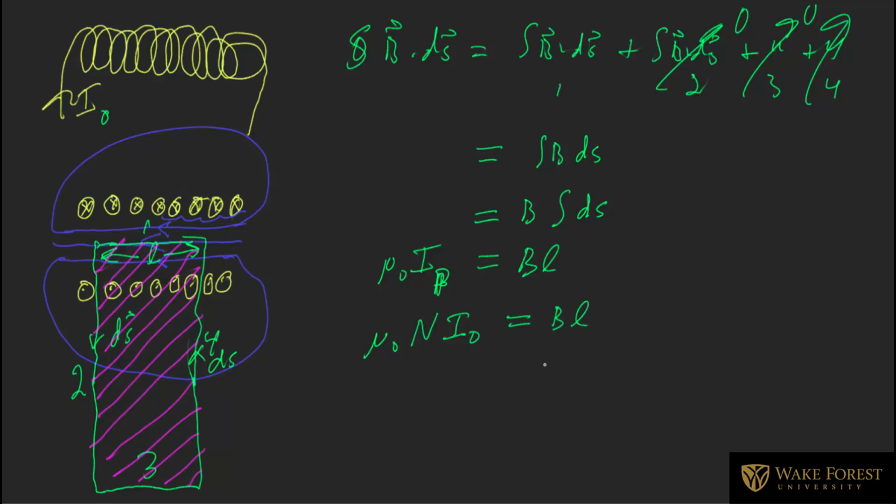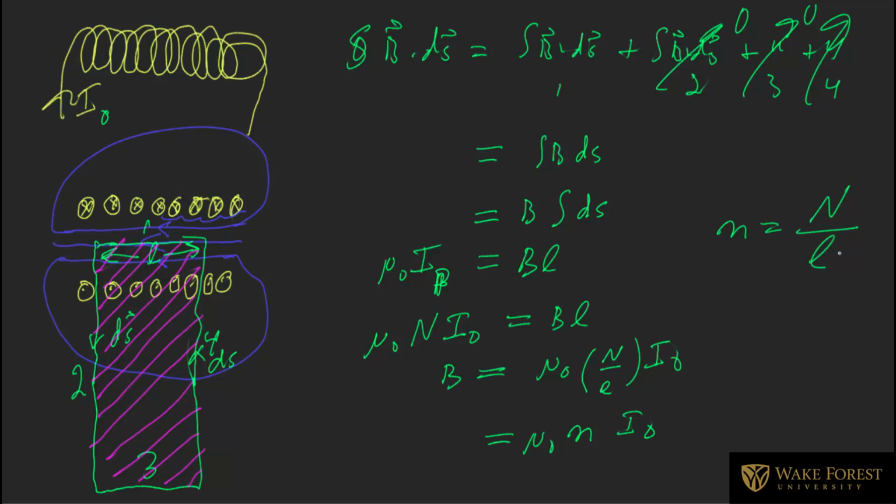So let's solve for B, and we get B is equal to mu naught N over L times the current in the wire. Or we could write that as mu naught times little n times I naught, where we define little n to be the number of turns per unit length. Well, this is a really interesting relationship. It tells us the magnetic field.